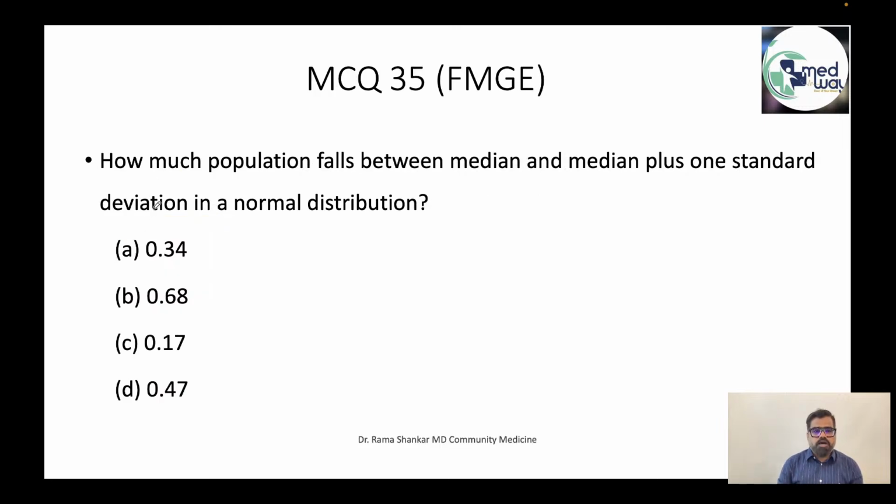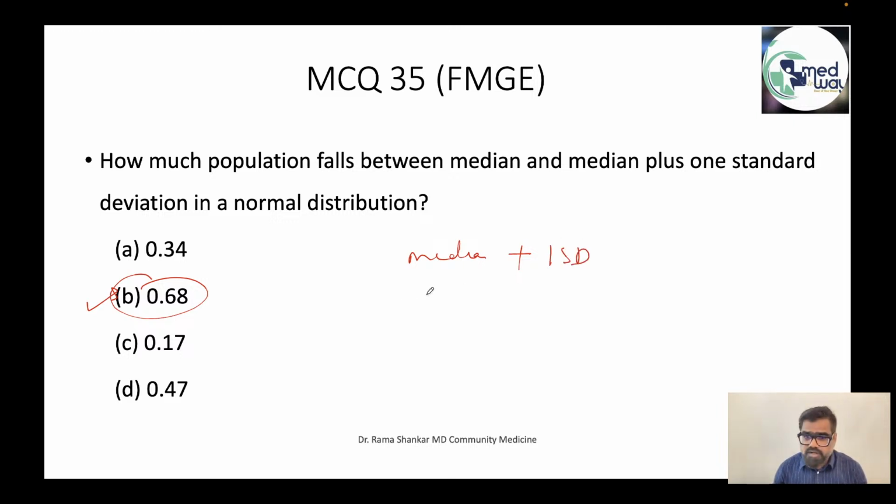Okay. Now, the tricky one. How much population falls between median and median plus one standard deviation in a normal distribution? Normally when students see the question, in a normal distribution curve mean, median, mode coincide. So our instinct says to answer 0.68. But can I read the question once again? It says, how much population falls between median and median plus one standard deviation.